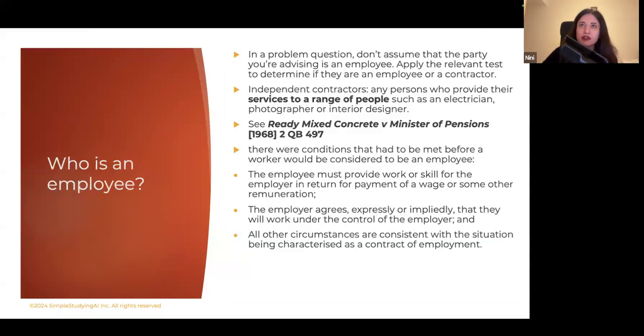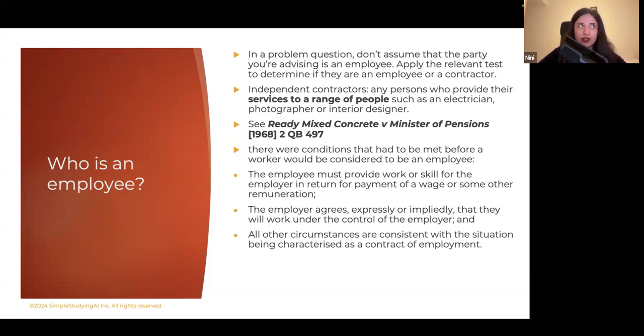Who is an employee? That's another topic that you need to discuss in the problem question. Don't assume that the party is an employee. Just because they work for the company doesn't mean they are an employee. They can be contractors, for example, independent contractors. So you have to discuss whether or not the person you're advising in the problem question is an employee or an independent contractor.